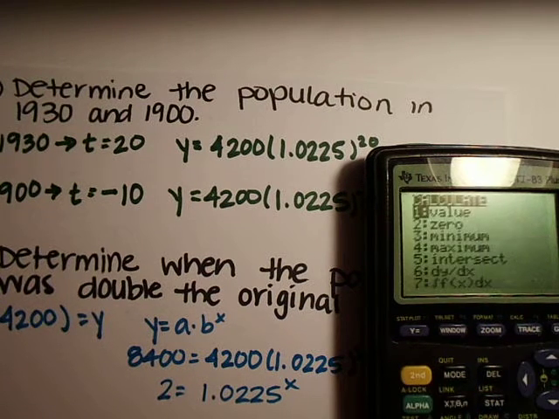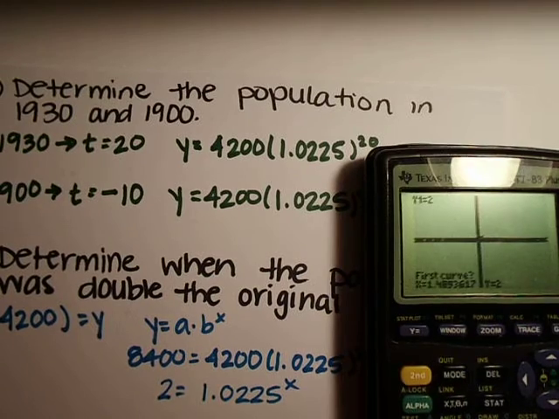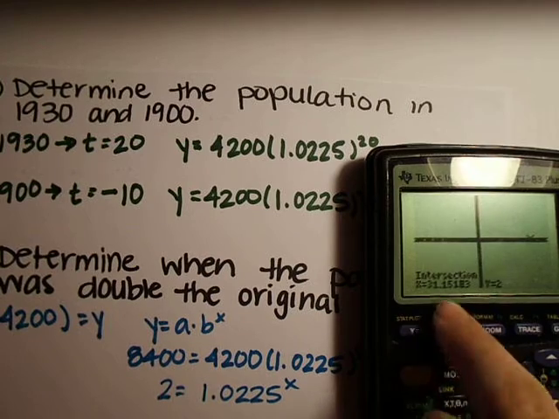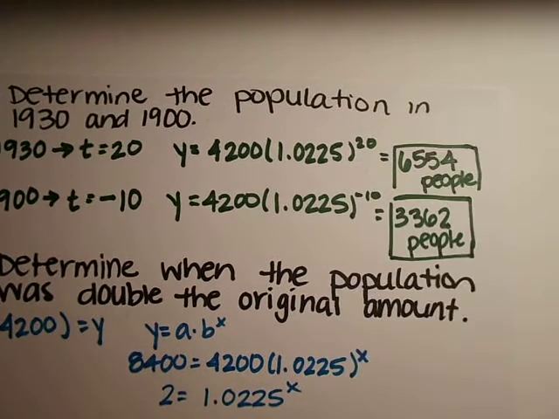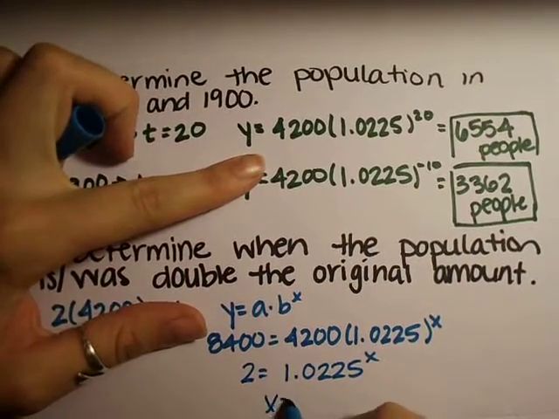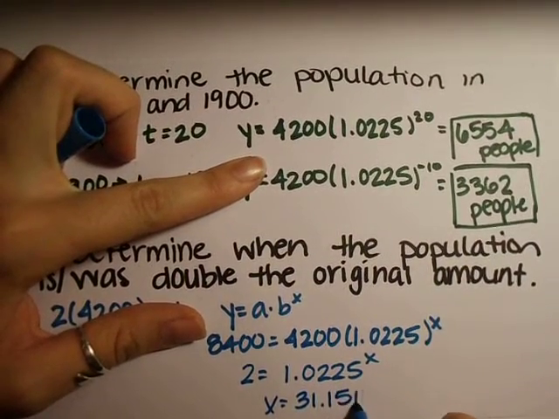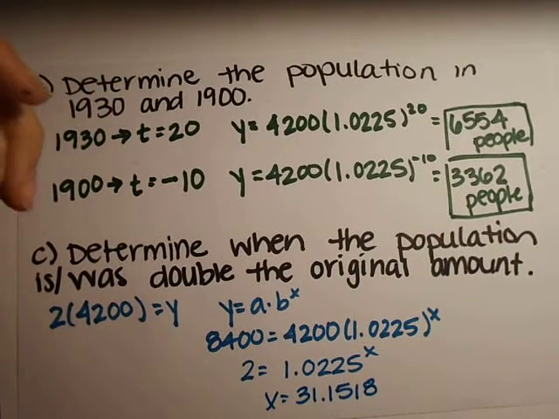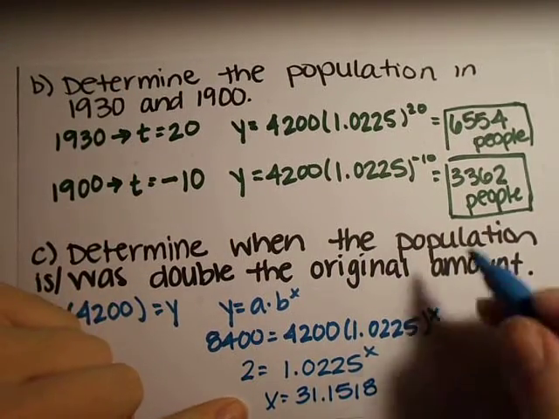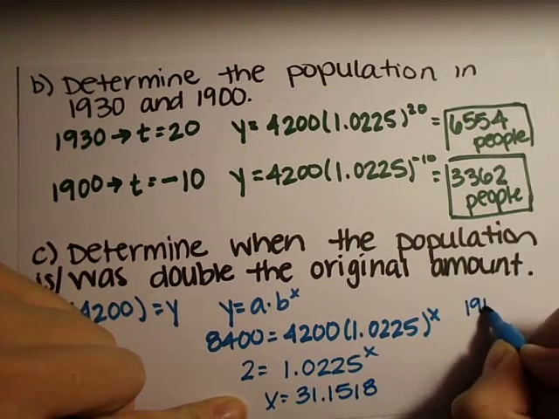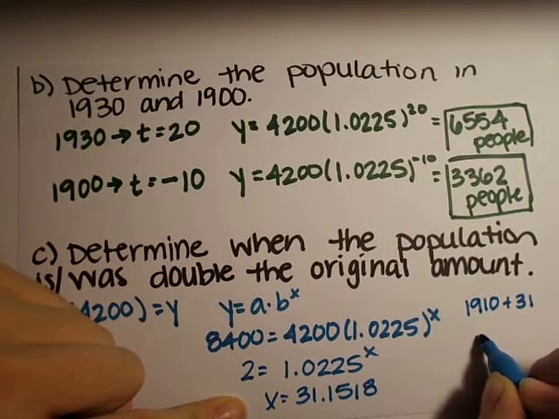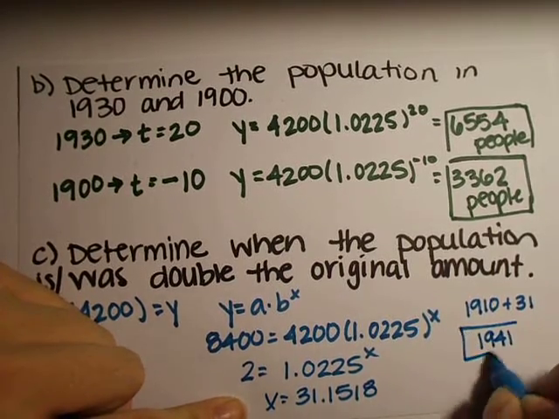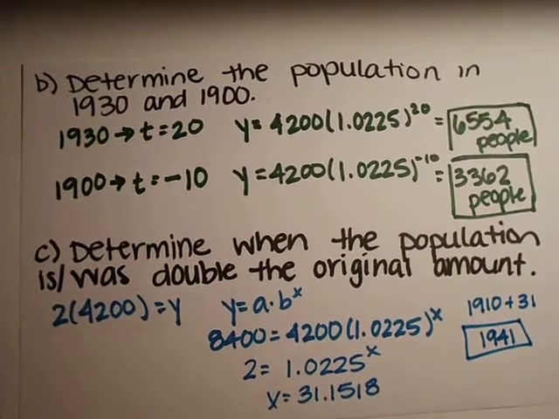So you hit second, calculate, go to intersection, which is number 5, and let your calculator do the work for you. You'll see that it'll intersect when x is 31.1518. So after 31 years, the population doubles. We started in 1910 plus 31 years, so we'll be in 1941. So in 1941, the population will have doubled.